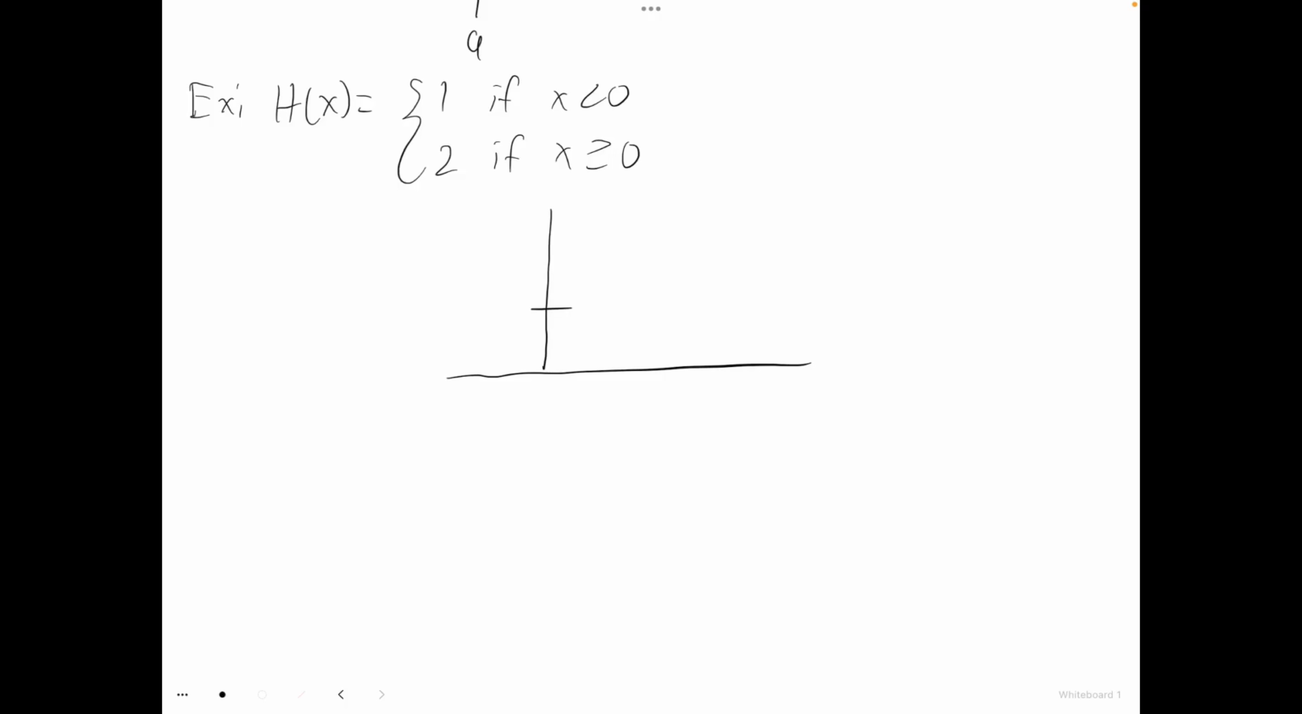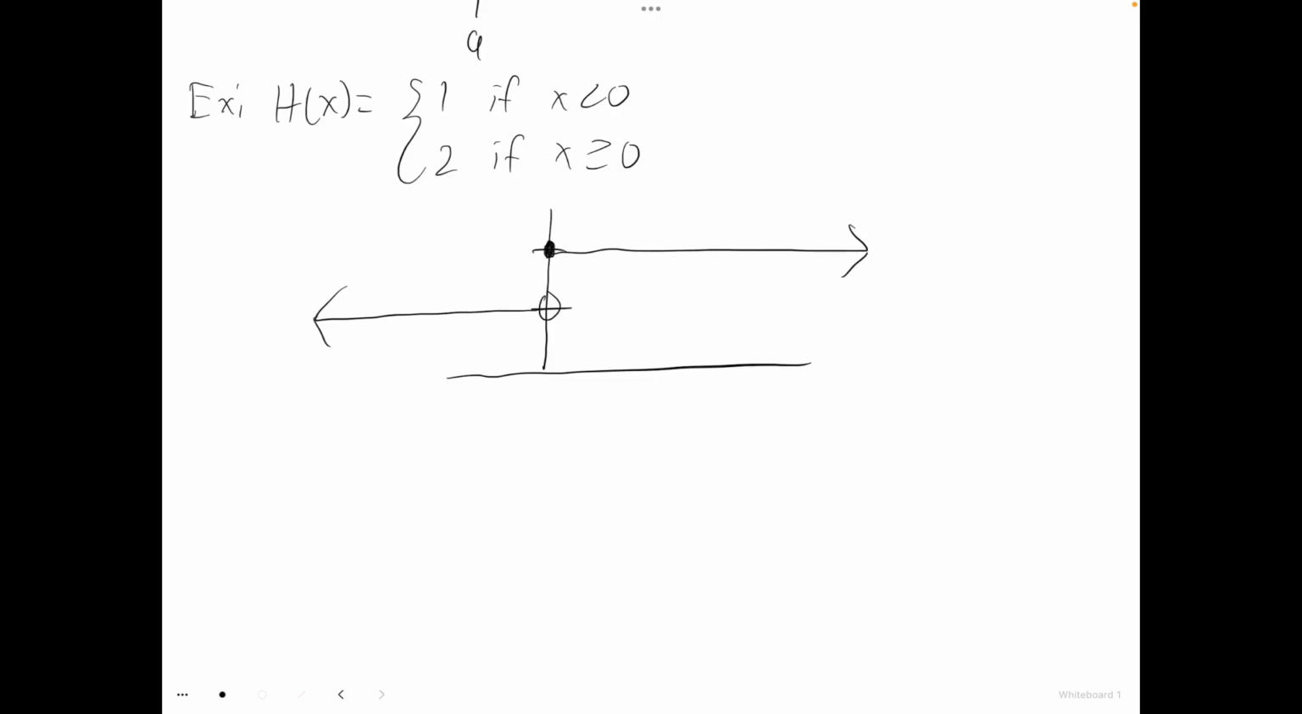So if we look at the function h of x equals 1 if x is less than 0, and 2 if x is greater than or equal to 0, then we have the following graph. So when we're less than 0, we're at 1, and when we're greater than 0, we are at 2.